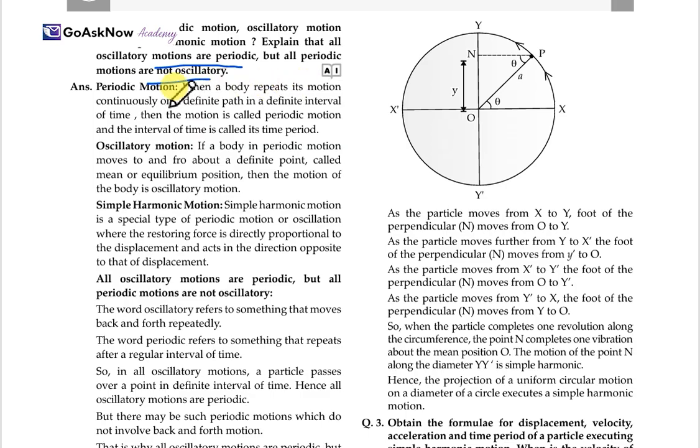When a body repeats its motion continuously on a definite path at definite intervals of time, the motion is called periodic. And if a body in periodic motion moves to and fro about a definite point, called its mean or equilibrium position, that motion is called oscillatory motion. Simple harmonic motion is a special type of periodic motion or oscillation where the restoring force is directly proportional to the displacement and acts in the opposite direction. Now all oscillatory motions are periodic, but all periodic motions are not oscillatory.